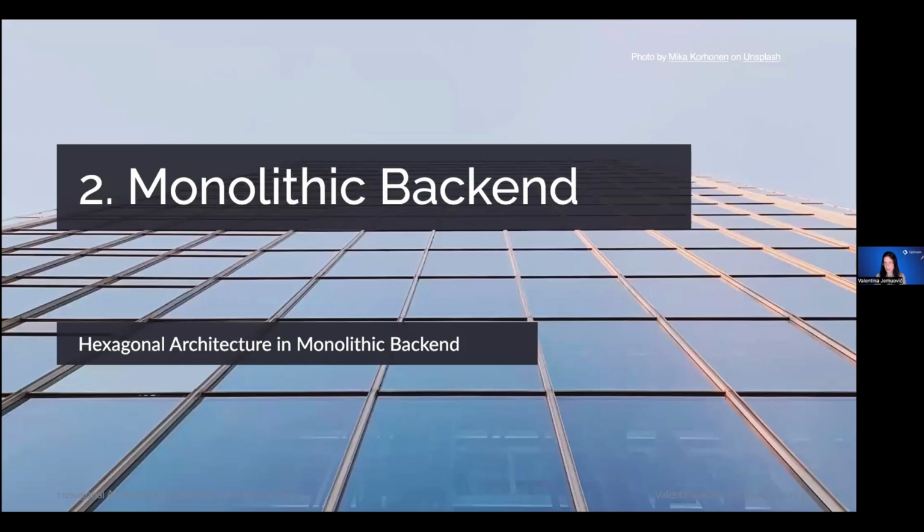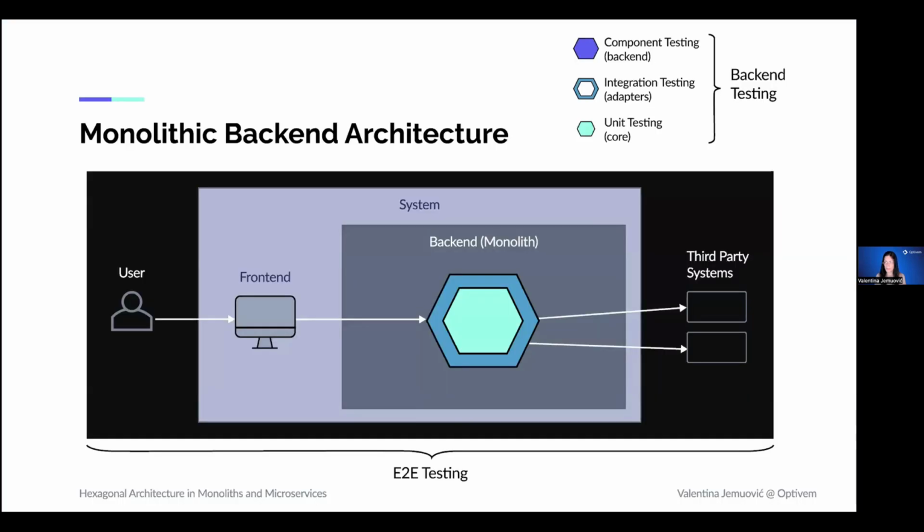Now let's look at how hexagonal architecture is useful in the case of monolithic backends. This diagram illustrates users using a system, and this system contains a front end and a monolithic backend, and there is also communication with third-party systems. And in this case, the backend is a monolith. Here, this backend monolith could be implemented in any way you choose to.